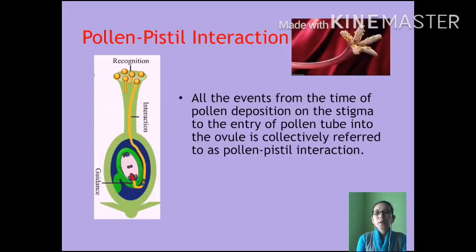Now, the transfer of the pollen grains to the stigma cannot guarantee successful fertilization. Pollen grains face a series of problems in accomplishing their goal of delivering the male gametes to the ovule for fertilization. All of these complex events, starting from the time of pollen deposition on the stigma to the entry of the pollen tube into the ovule, are collectively referred to as pollen-pistil interaction.